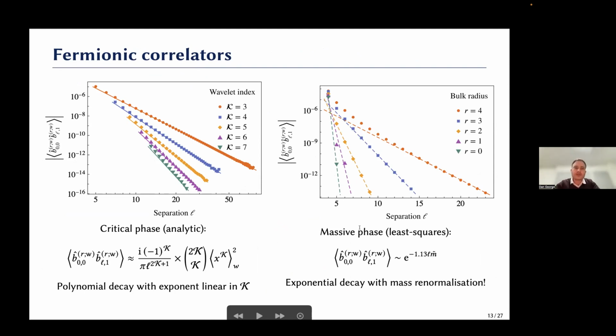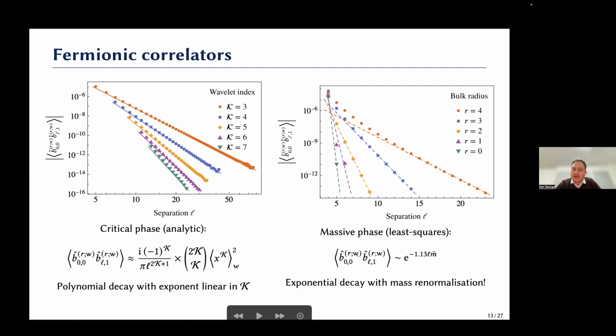All right, so the fermionic correlators are shown here, where for the critical phase, we got a really nice fit to the analytic expression given here with the polynomial decay with an exponent linear in K, the Daubechies index.